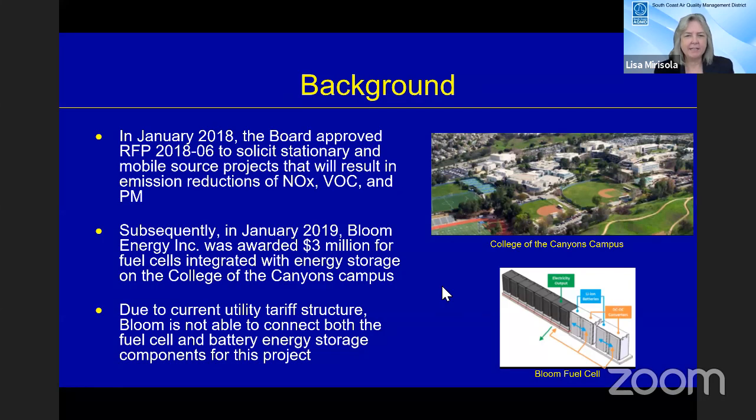In January 2018, the board approved a solicitation for stationary and mobile source projects to produce emission reductions of NOx, VOC, and PM emissions. In January 2019, Bloom Energy was awarded $3 million co-funding for fuel cells integrated with energy storage on the College of the Canyons campus. Unfortunately, due to current utility tariff structures, Bloom is not able to connect both the fuel cell and battery energy storage components for this project.